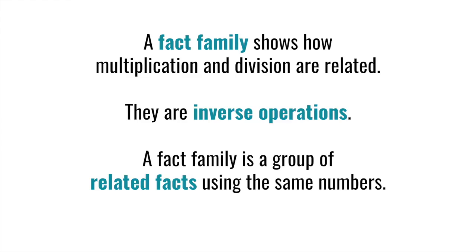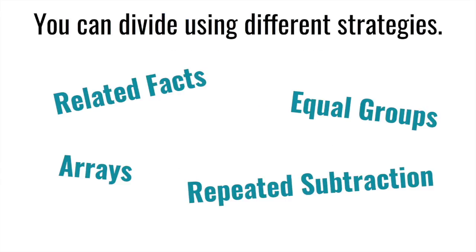A fact family shows how multiplication and division are related. They are inverse operations, meaning that they are opposites. A fact family is a group of related facts using the same numbers. So just like addition and subtraction are inverse operations, multiplication and division are inverse operations and together create a fact family. You can divide using different strategies.